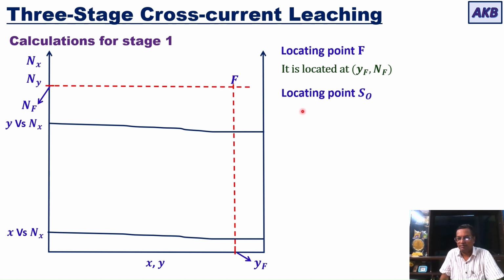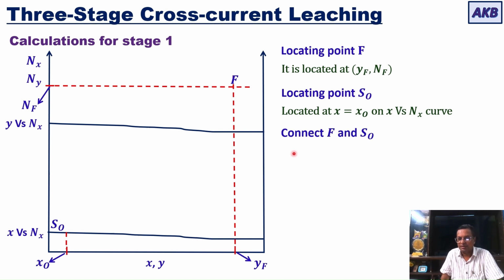Then the next task is locating point S0. Point S0 will be located at x equal to x0 on the x versus nx curve. So x0 will be known to you. Just locate x0 on the x-axis, go to the curve, and wherever you meet the curve, that will be point S0. Once point S0 is located, the next task is to connect F and S0. F and S0 will be connected with a straight line.